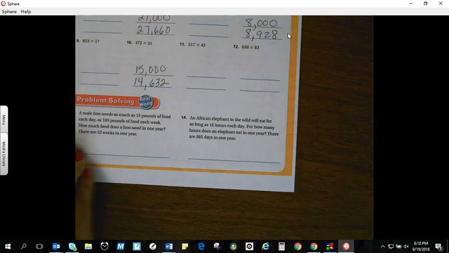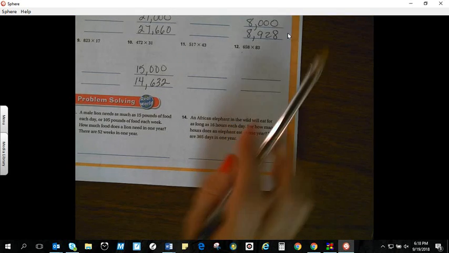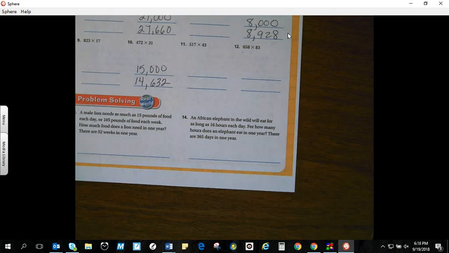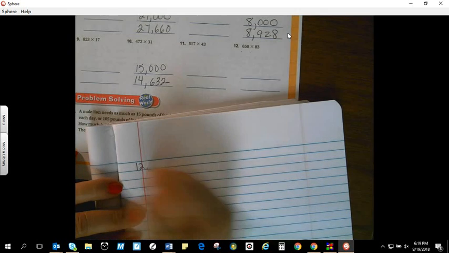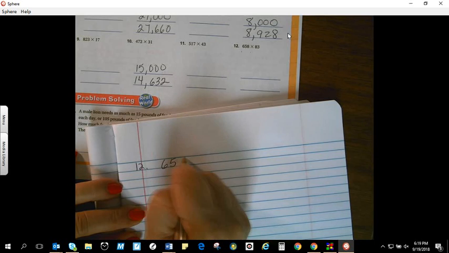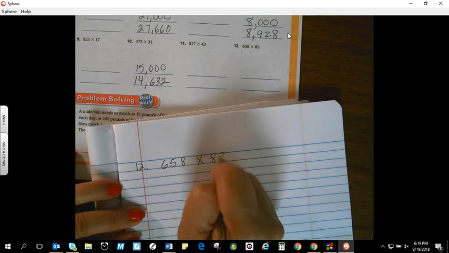So number 12, you have 658 times 83. If you want to, go ahead and work that out, and then you can come back and see if you got that right. So on number 12, 658 times 83.